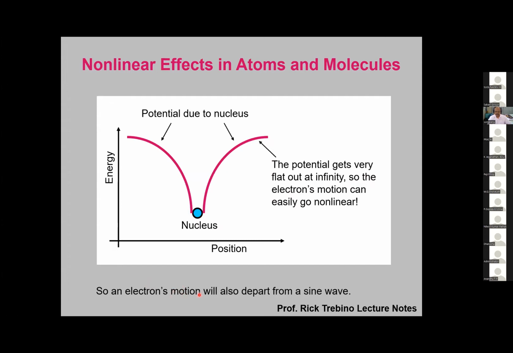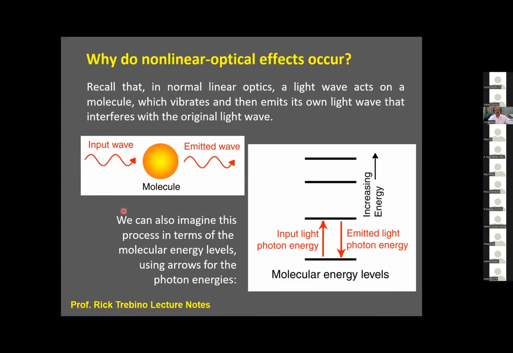The electron's motion will no more be a sine wave, it will depart from the sine wave. So why do nonlinear optical effects occur? In normal optics, light interacts with matter, in this case a molecule, and you have an emitted wave. There's no change between input wave and output wave. The atoms vibrate and then they emit their own light, which interferes with the original light wave.